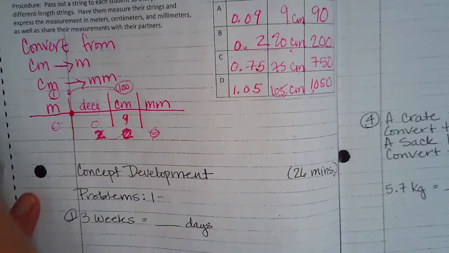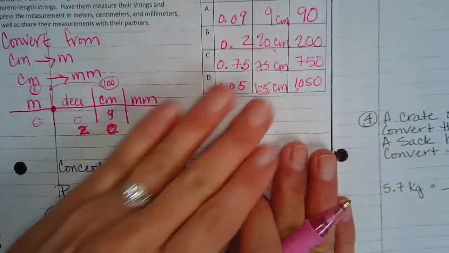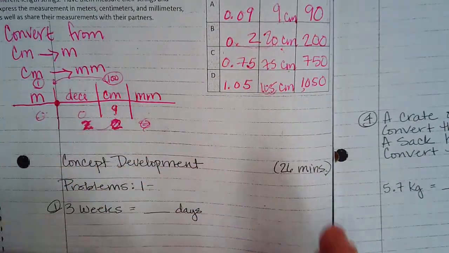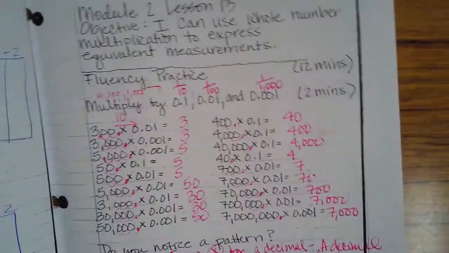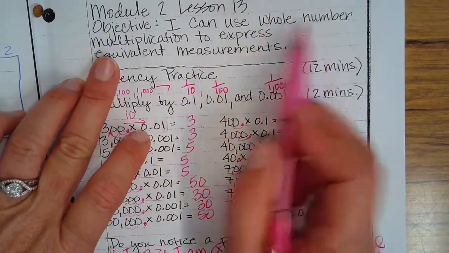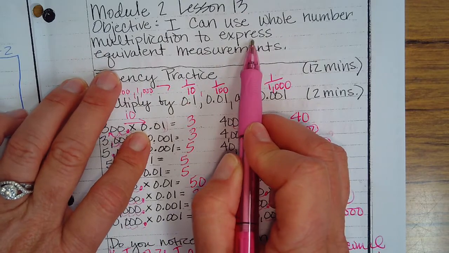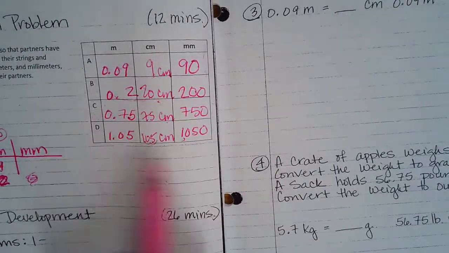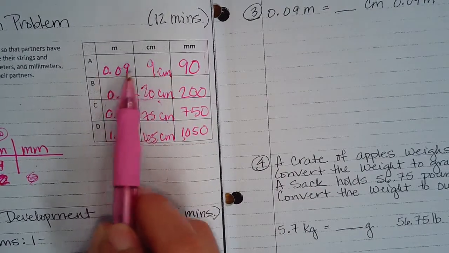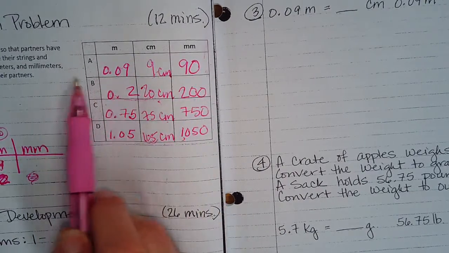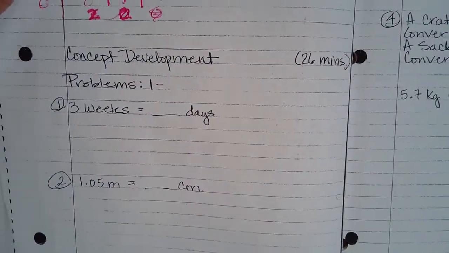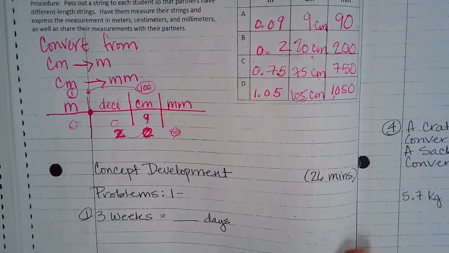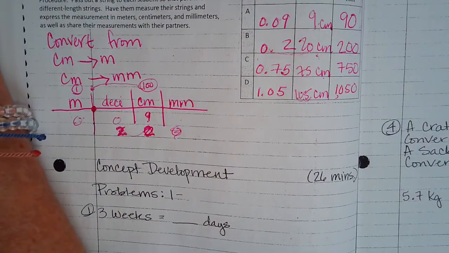Okay, so I think about this idea as we're going through the whole idea of converting. We're going to start kind of easy on our converting, but we're going to use whole number multiplication to express equivalent measurements. So equivalent. That's what we're saying. This is equal to this is equal to this. We just have to move our decimals back and forth. All right. That ends our fluency practice for right now, and we're going to start concept development.